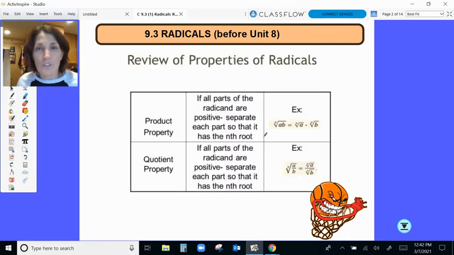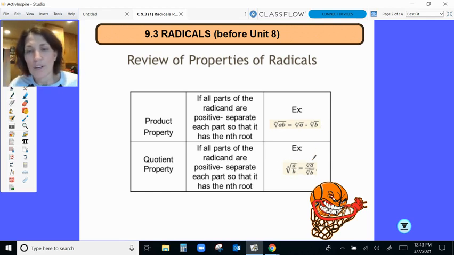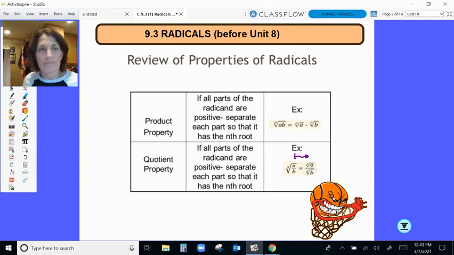So first of all, just to review some properties of radicals. Remember, the product property says that if I have a radical that has two terms multiplied together, I can separate those two radicals as long as they have the same index into the square root of a times the square root of b, or this cube root of a times the cube root of b. Same thing with my quotient property. If I have a quotient of some term divided by another term, I can separate those into two separate radicals as long as they have the same index. And I can go back and forth. I can go this way or this way, so I can put it together under the same radical. Okay?